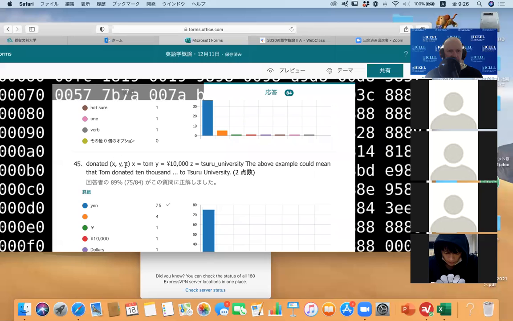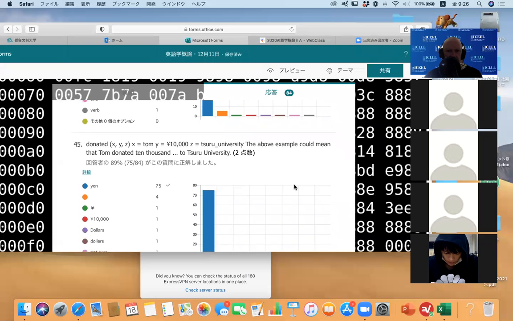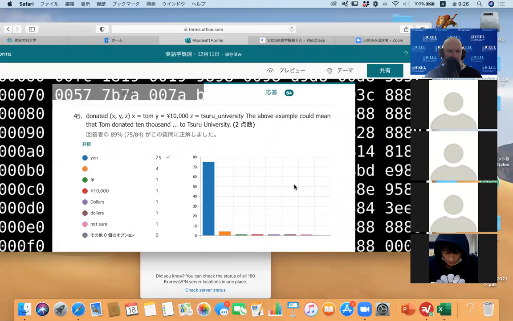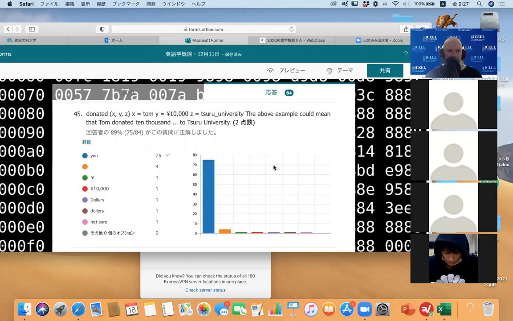Donated X, Y, Z. X equals Tom. Y equals $10,000. Z equals the university. The above example could mean that Tom donated $10,000 to the university. Oh, sorry, 10,000 yen. Sorry, to the university, and that's where the yen works in this case. Yes. It's not dollars, is it? No. Okay, that's all right.